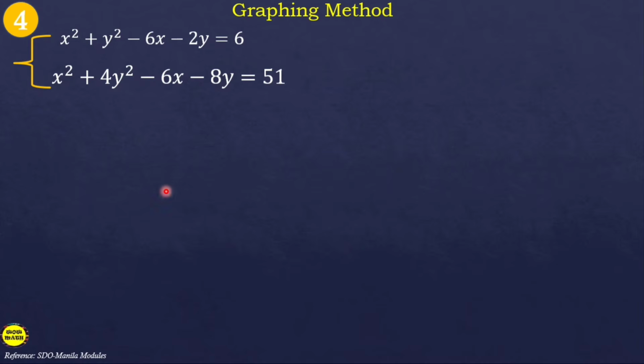Okay, for example, meron tayong system of nonlinear equation na given na x squared plus y squared minus 6x minus 2y is equal to 6. And then x squared plus 4y squared minus 6x minus 8y is equal to 51.